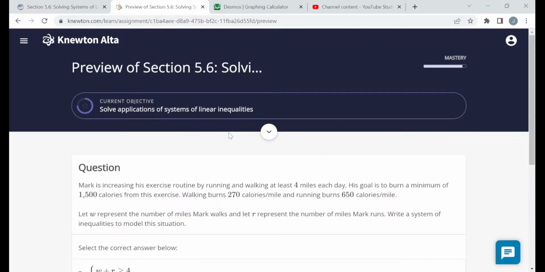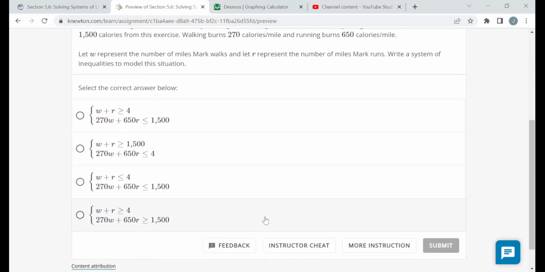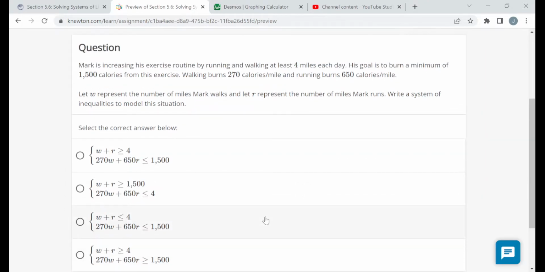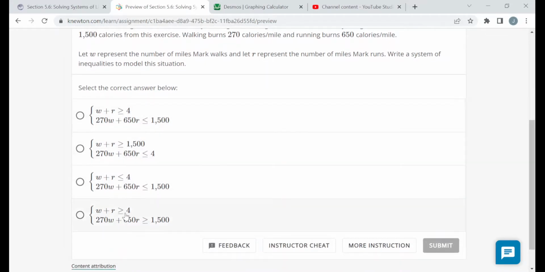And then back to, there should just be one more little question here about applications where we set up a system and then they ask us whether a certain ordered pair would be a solution to the system. Alright, so this one I'm just going to kind of talk out loud. Mark is increasing his exercise routine by running and walking at least 4 miles each day. So at least 4 miles means 4 miles or more, greater than or equal to 4. So walking distance plus running distance should be greater than or equal to 4. So it's either this fourth option or the first option.